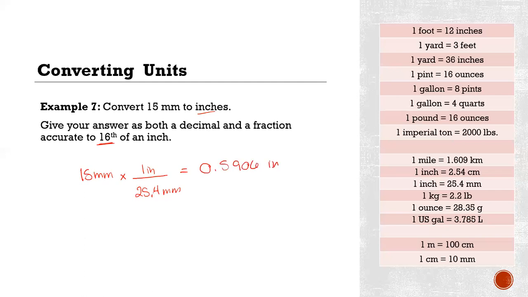Which is equal to 0.5906 inches. Now we know we don't leave inches as decimals. You'll see I've kept extra decimals. I would suggest you keep at least 3 or 4 decimal places. That's really important if you want to get accurate to a 1/16. So now we're going to take that decimal and turn it into a fraction.